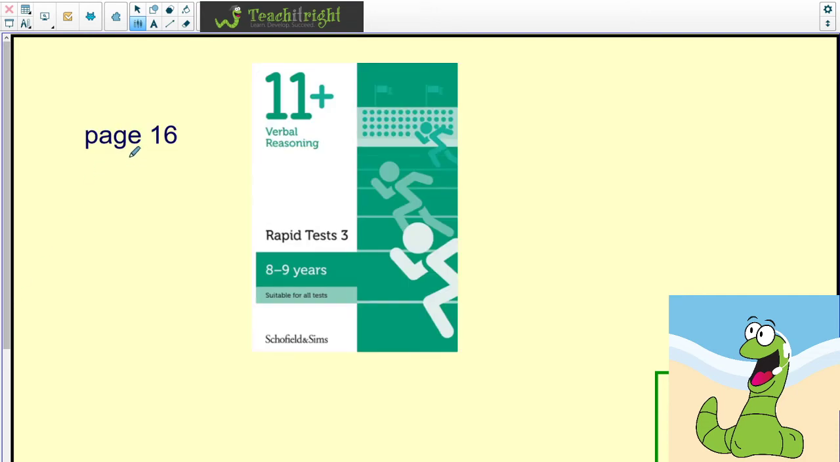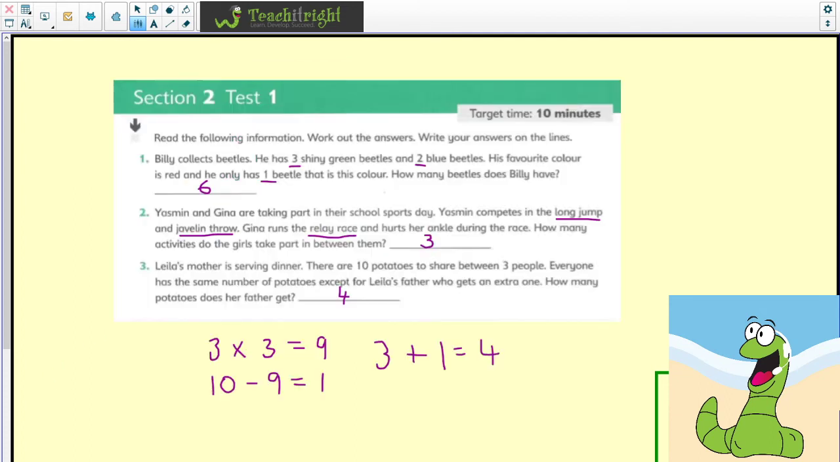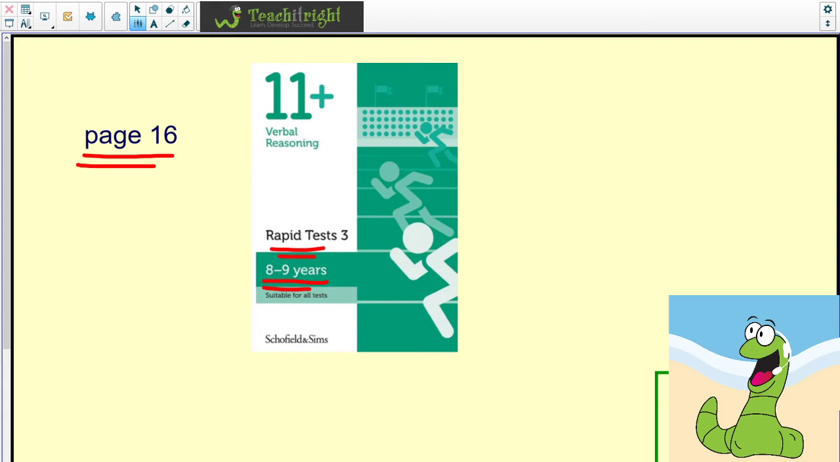We're now going to have a look at page 16, but we're no longer looking in your spelling and your vocabulary book. We're now turning our attentions to your 8 to 9 rapid test free book. So you need to have a little look at section 2, test 1. So make sure you're in the right place, and this needs to be on page 16.